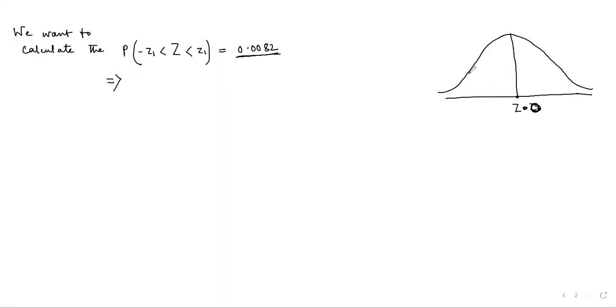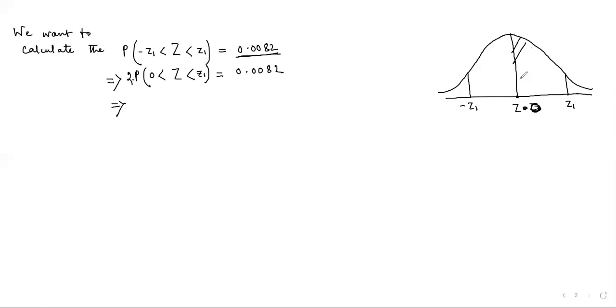If I consider the Z1 to be here, it is minus Z1, and if I consider another Z1 to be there, and we are interested in finding this probability, then we know very well that this can be written as Z lying between 0 and Z1. Not half, actually it is twice of that. Twice of this probability is going to be your 0.0082.